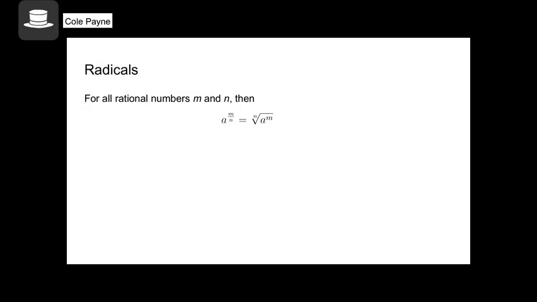Okay, and so now we do want to talk about radicals and just how they're related to exponents. So for all rational numbers m and n, so basically we can create a fraction, then a to the m divided by n is equal to the nth root of a to the m. Okay, so I know that I just said a lot, but I just want to give you an example. So let's say that we had 5 to the 3/2 power, then that's the same thing as saying the square root of 5 being raised to the 3rd power, which is the square root of 125.